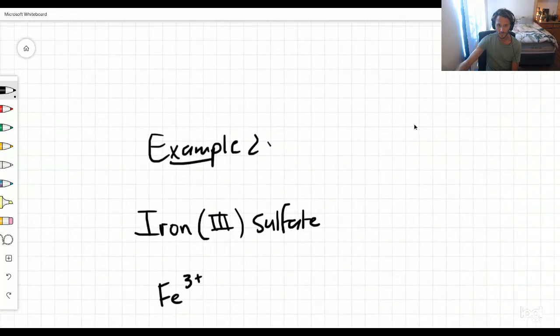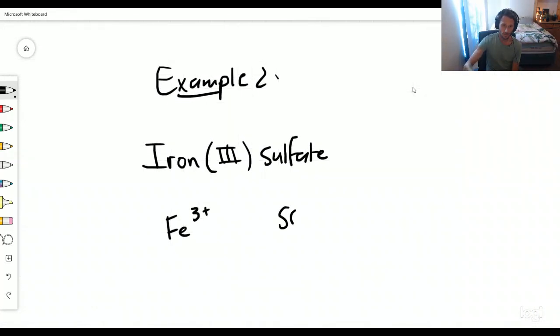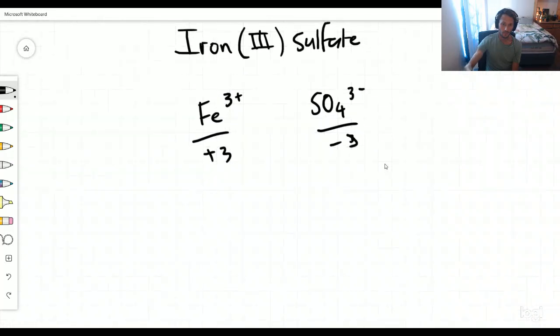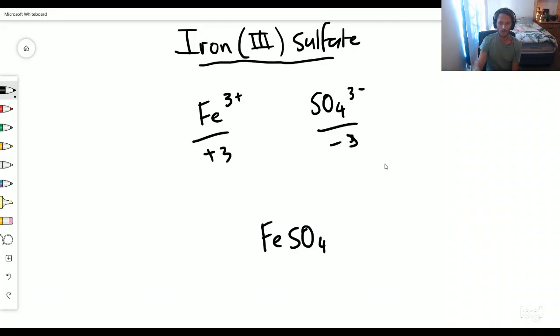SO4 3-. Look at that. We've got +3 and -3. So this is simply going to work out to be FeSO4. This is how you would give the chemical formula for iron sulfate. In fact, yes, that's perfect. Guys, have a look at this video a couple of times. It's going to take you a little bit of time to get used to naming ionic compounds, but I hope it's been helpful.